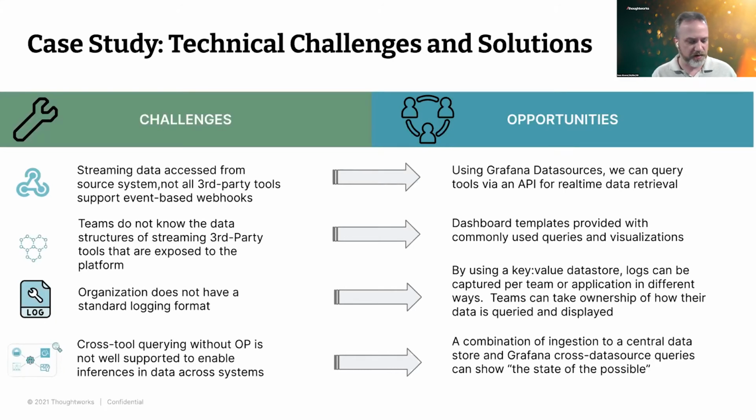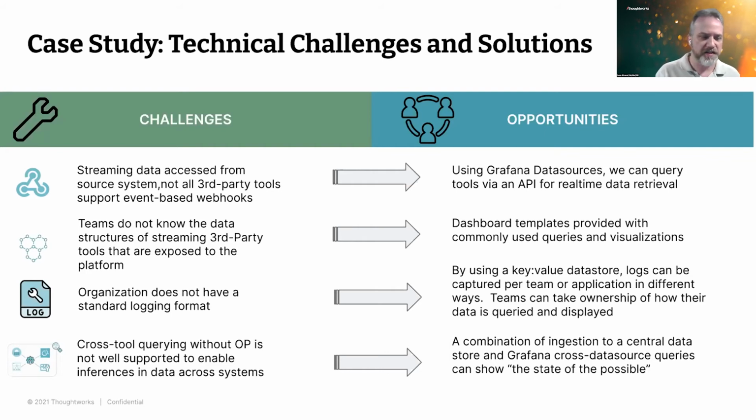The organization, even though we wanted to use Application Insights, does not have a standard logging format right now across teams. And it was really beyond the scope of what we were trying to do to introduce a standard logging format to all the different teams in the organization. But by using a key value data store as opposed to a relational database or something similar, we can capture logs per team in different ways without having to worry about a schema. So now teams can take ownership of how their data is queried and displayed by providing it into the system in the way that will work best for them to be able to drive insights.